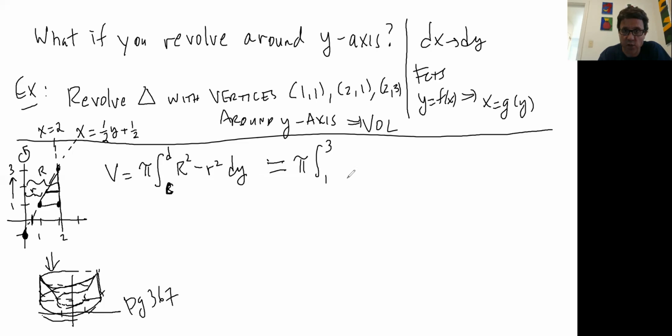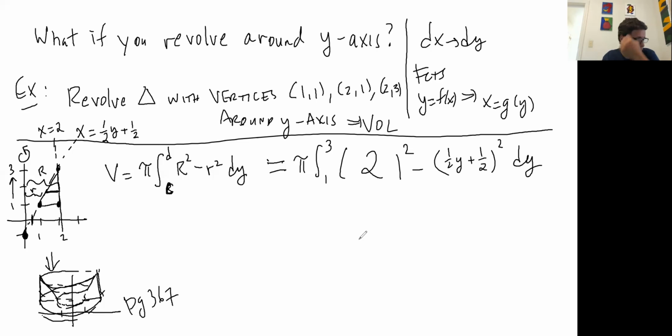But as far as the formula is concerned, it's the difference of two things that are each squared. The big radius is whatever the biggest distance is from the revolution line out to the edge. And no matter where you are, that's exactly 2 units out, to get that big one. To get the little one, I come out and I hit the line. So the line will specify what that is. So that'll be 1/2 y plus 1/2. And so that's the setup.